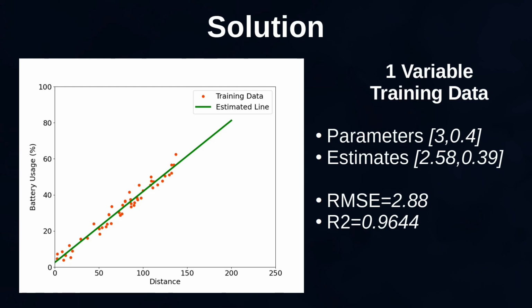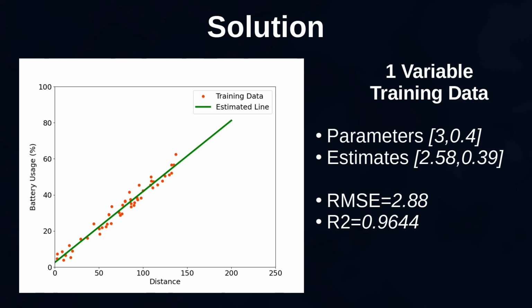Some noise is also added to the data points to take into account other factors that are currently not considered in this regression. Using the closed formula shown before, the estimates are 2.58 and 0.39, which are quite close to the actual coefficients. The root mean square error is quite small at 2.88, and the r squared is 0.9644, which is close to 1. This is typically expected on the training data, given that the regression line is fit on this shown data.